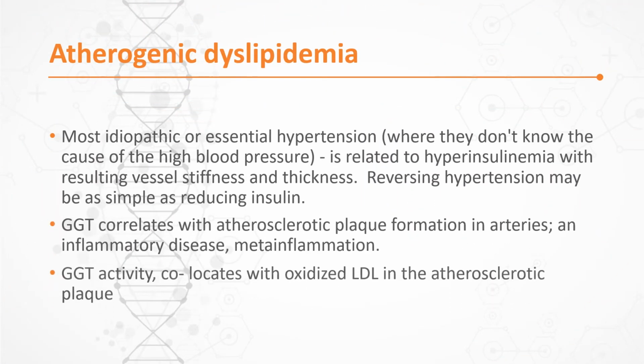Atherogenic dyslipidemia is probably the main cause of essential hypertension. As you get hyperinsulinemia, your vessels get stiffer and thicker, and you can see this almost in real time if you look at carotid intimal studies. If you reverse their hypertension, you're going to have to do this by reducing insulin, because it's the root cause of why they're getting thicker blood vessels. That's the root cause of the stiffness.